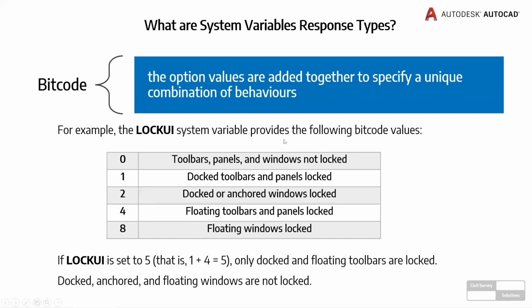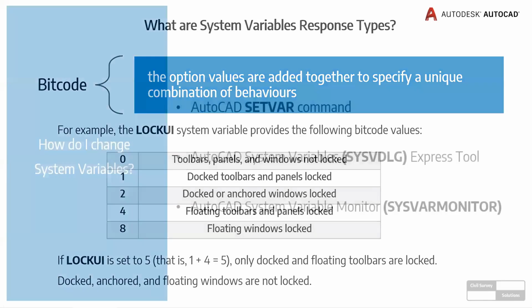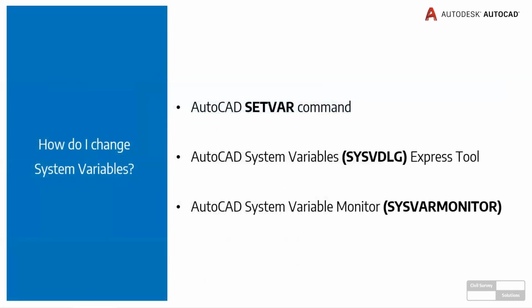When you go to the help file with AutoCAD, it will tell you what type of entry is requested or required for the system variable. There is also a tool in AutoCAD, part of the Express Tools, called SYSVDLG, and that gives us easy access to system variables. It provides a dialog box with all the variables in there, and it provides the information that you need to be able to enter the variables that you want.